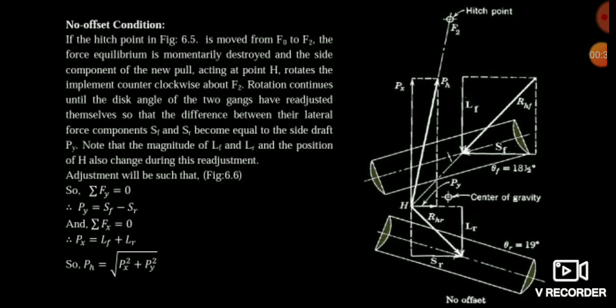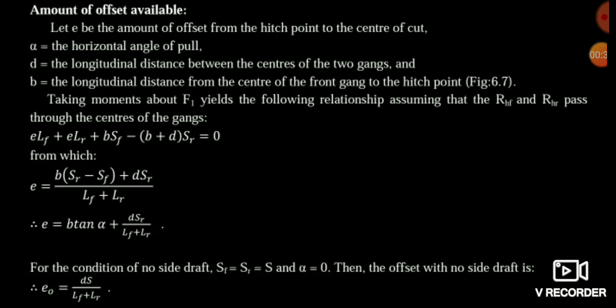So, and the friends, the difference between the, you can see here alpha is the angle of pull. Friends, we can write this E formula in terms of alpha, that is B is equal to tan alpha. Friends, alpha is nothing but (SR minus SF) divided by (LR plus LF).